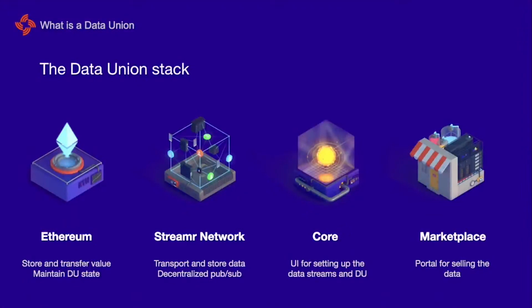Data unions are built on two main technologies. Of course, Ethereum, where smart contracts are used for storing and transferring value, as well as maintaining the data union state and doing all kinds of bookkeeping. Then there's the Streamr network, which is a decentralized pub-sub message broker for actually transporting the data from the crowd of data producers to the consumers or buyers of that data. Additionally, there's the Streamr Core web app that provides a friendly interface for setting up and managing things, and a marketplace where access to data streams is sold to interested buyers.